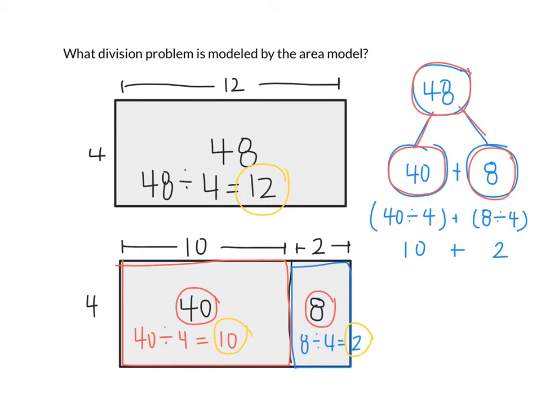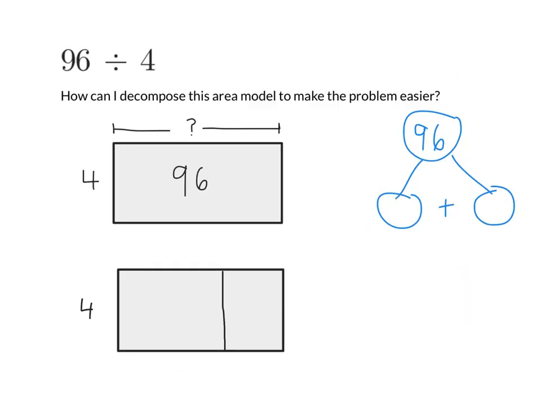Okay, does that make sense? So to find my total quotient, I could find the quotient for 40 divided by 4, which is 10, and add that to the other part of my number bond, which is 8 divided by 4, which is 2. So my total quotient is 12. Let's take that learning and apply it to this situation. We have 96 divided by 4.